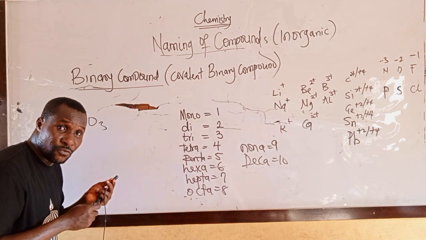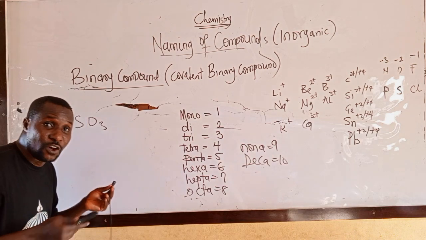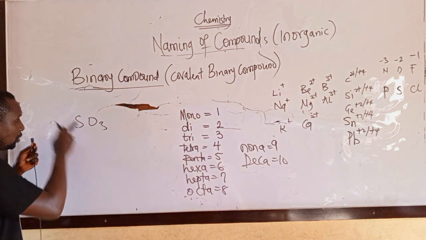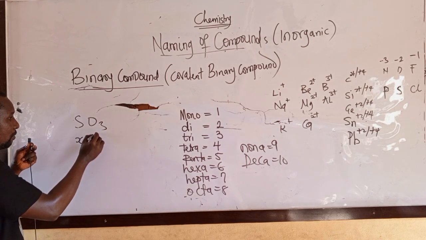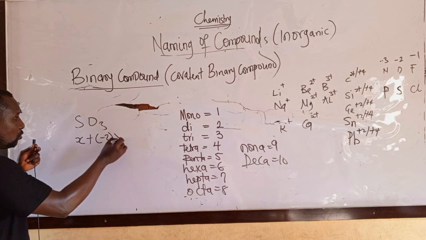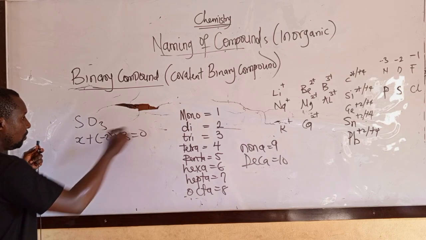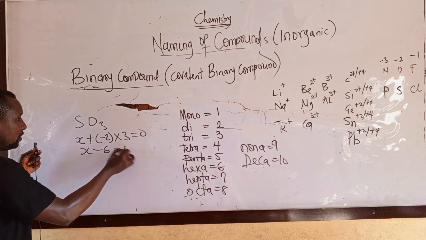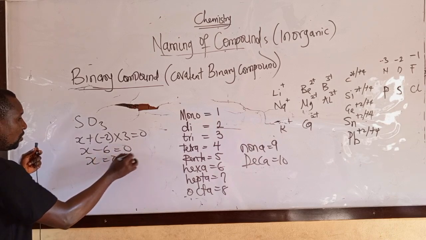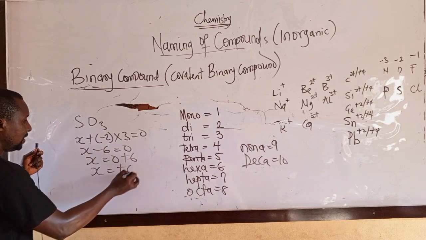Find the oxidation number of sulfur and call it sulfur 6 oxide. Let us find the oxidation number of sulfur. Sulfur is x, plus oxidation number of oxygen, -2, times oxygen 3, equal to 0. I have x plus -2 times 3, which is -6, equal to 0. So x equals 0 plus 6. x equals plus 6.